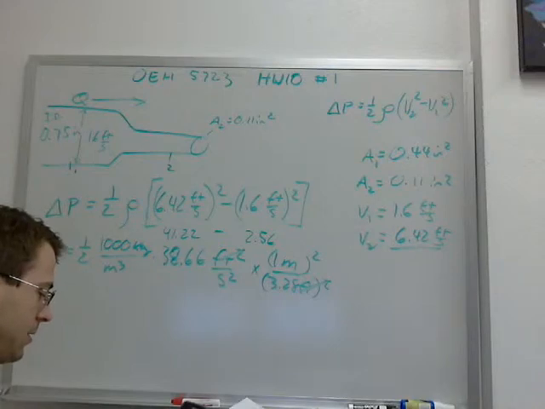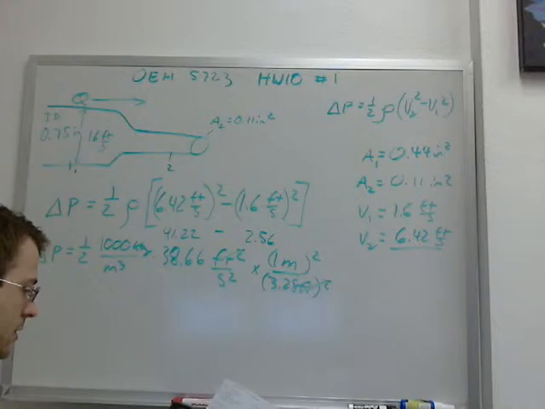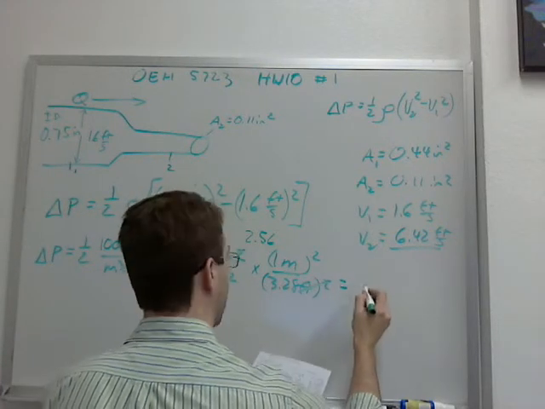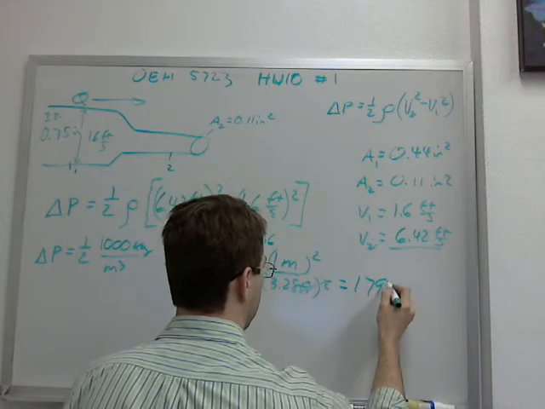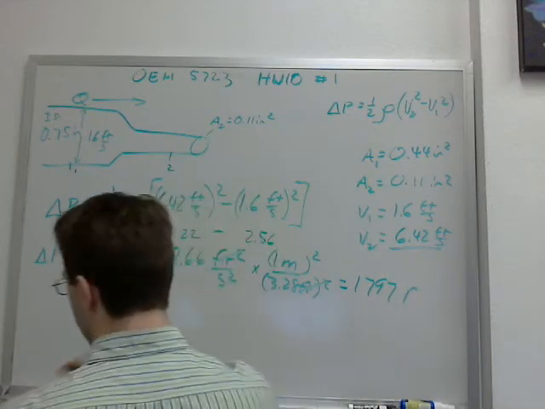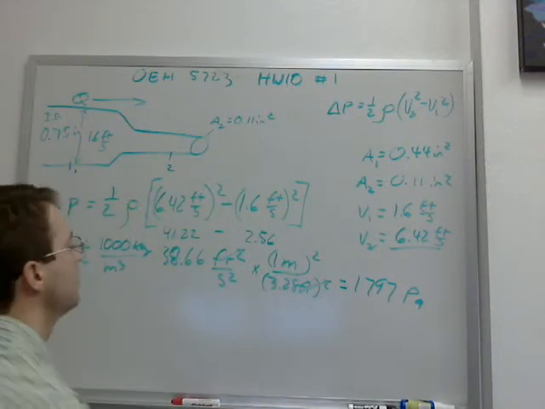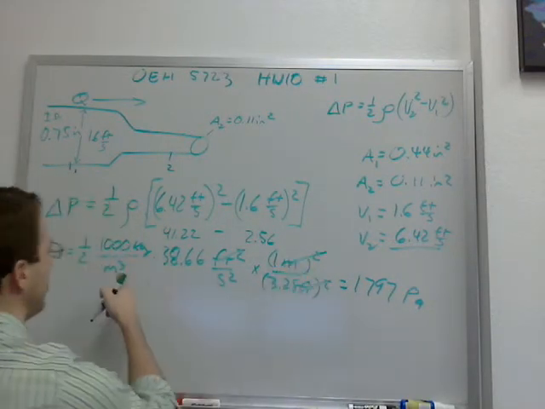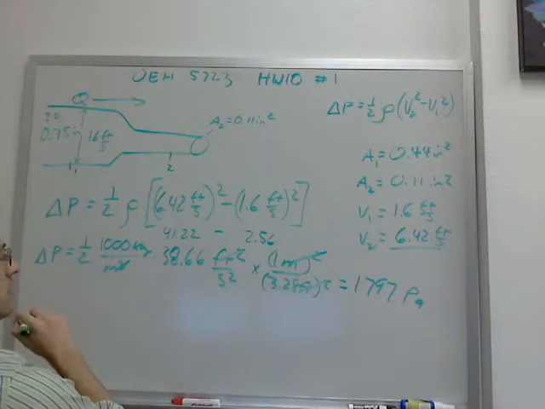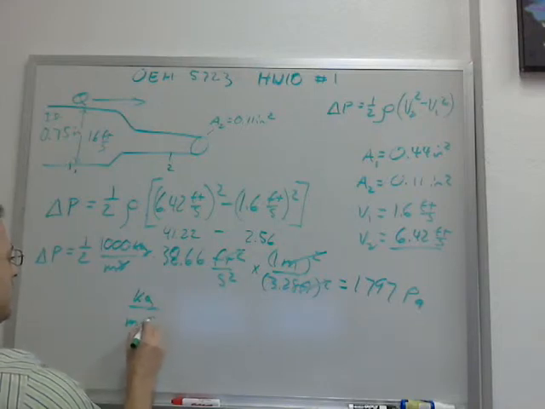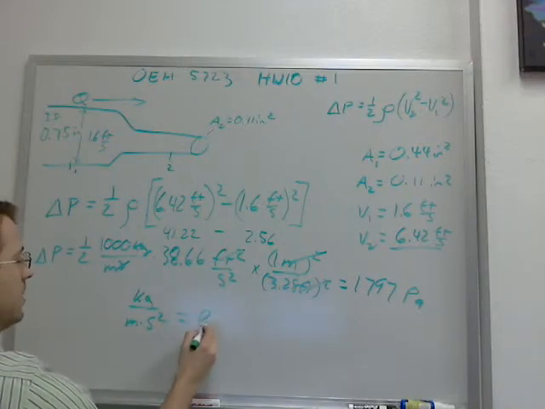And so let's calculate what it is. We have 0.5 times 1,000 times 38.66 divided by 3.28 squared. And so this comes out to 1797. All right. So I know that this comes out to pascals, but I want to prove it to you. We have square meters here and cubic meters here, so that just becomes meters. And then we have square seconds. So we have kilograms per meter second squared, and that is a pascal.